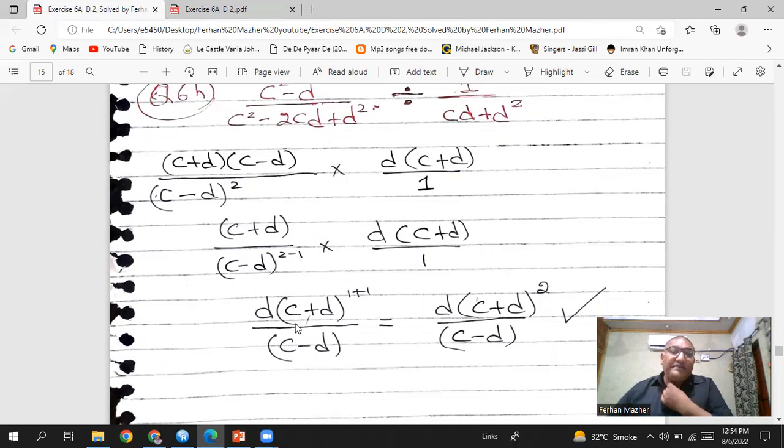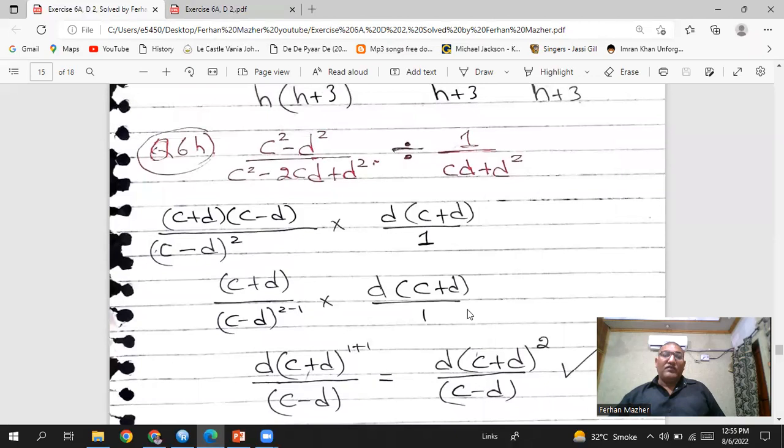So finally, I will have this and this. They are exactly the same. They both are in the numerator, so they will multiply with each other, so their powers will be added. So you will have d bracket c plus d raised to power 1 plus 1. And downstairs you have c minus d raised to power 1. So upstairs you will have d bracket c plus d bracket close whole square divided by c minus d. So this is how you will do this question.